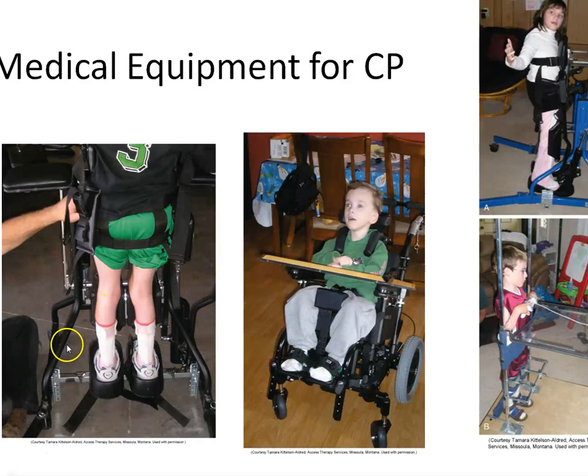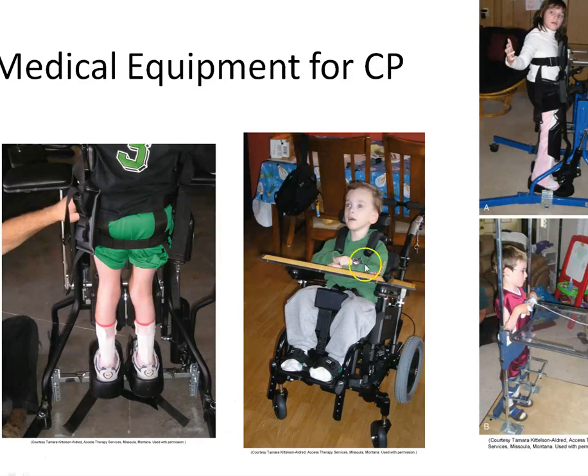On the left here, these are examples of our AFOs, or ankle-foot orthoses. They will help provide support and stability, but they're also going to improve alignment, and repositioning these patients often helps to decrease their muscle tone.